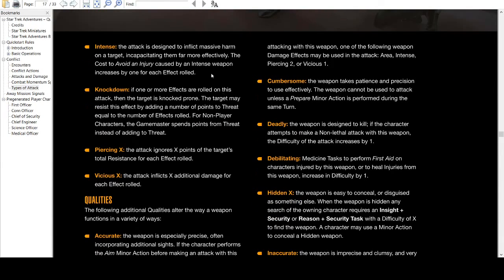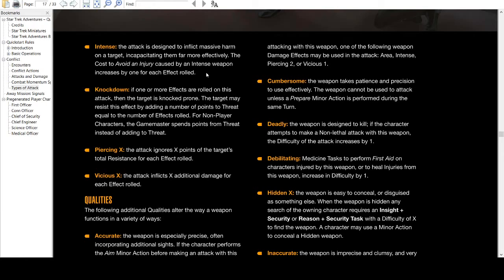We have intense. The attack is designed to inflict massive harm on a target, incapacitating them far more effectively. The cost to avoid injury caused by an intense weapon increases by 1 for each effect rolled. This is a random number. If, let's say, I roll 3 effects, the cost to avoid an injury becomes 5, being 2 base plus 3 for the effects rolled. That can actually be quite deadly in its own sense, because increasing the cost for avoiding an injury may go to an extent that it goes beyond the possible pool that the character has at the moment. So that can actually be quite lethal.